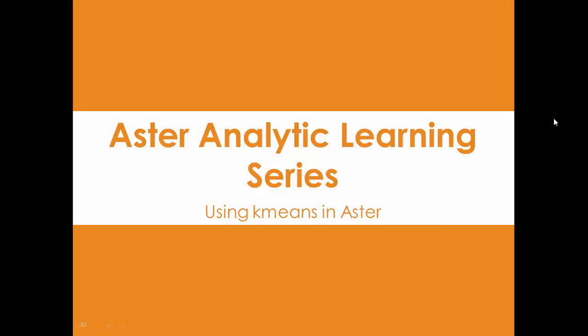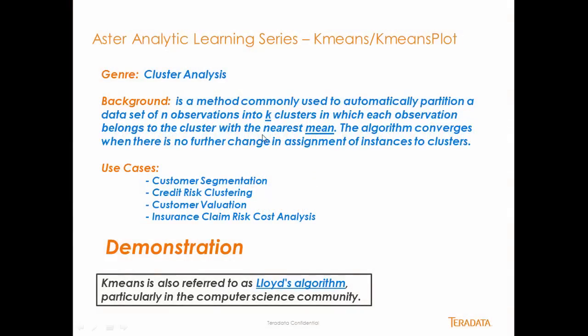Hello, my name is John Thuma, and today we're going to go over KMeans, which is one of my most favorite Aster analytic functions. It's from the genre of clustering analytics inside of Aster. Basically, it's a method for automatically assigning partitions to a data set of n observations or dimensions into clusters, or what we call K.